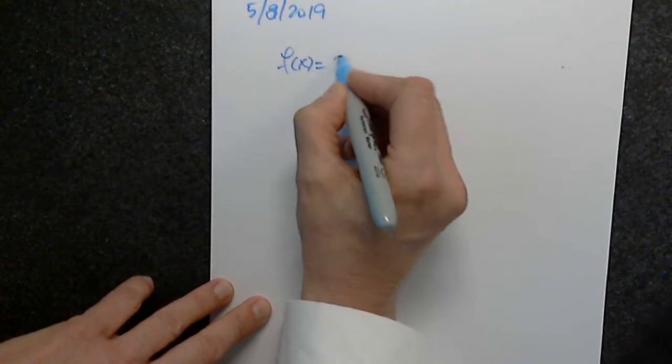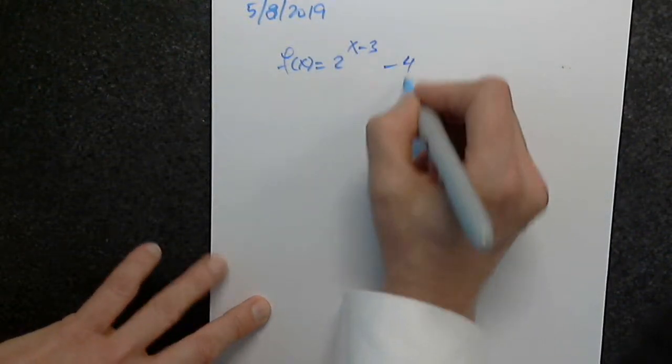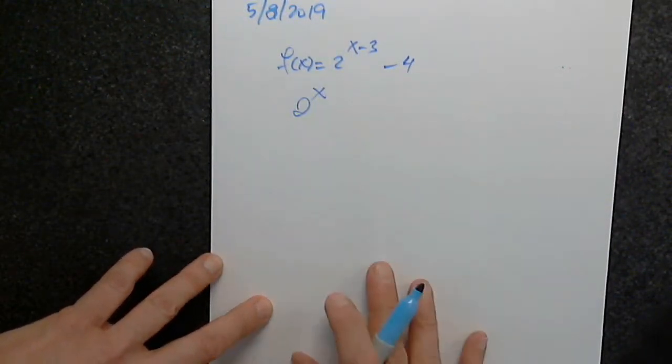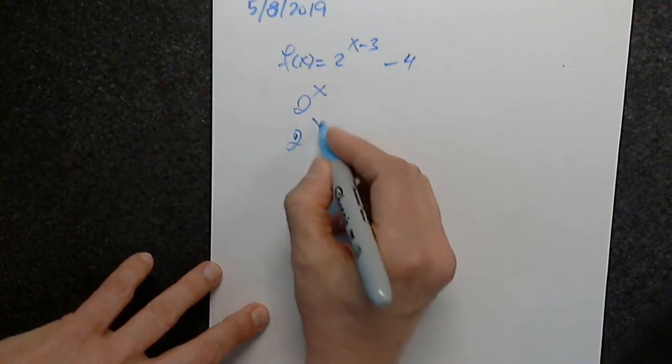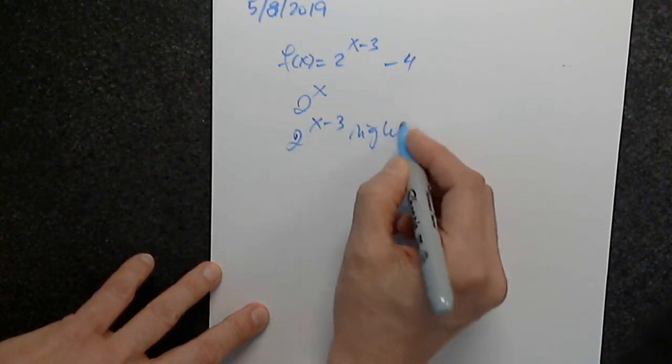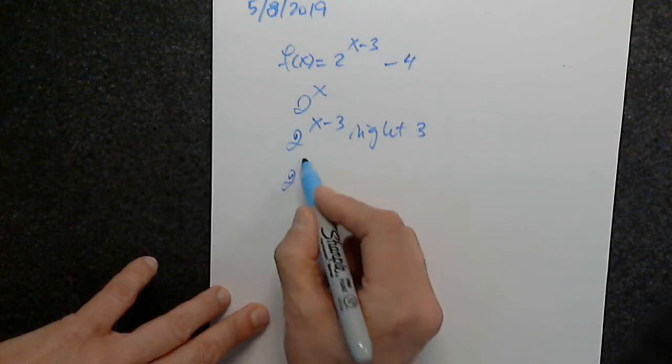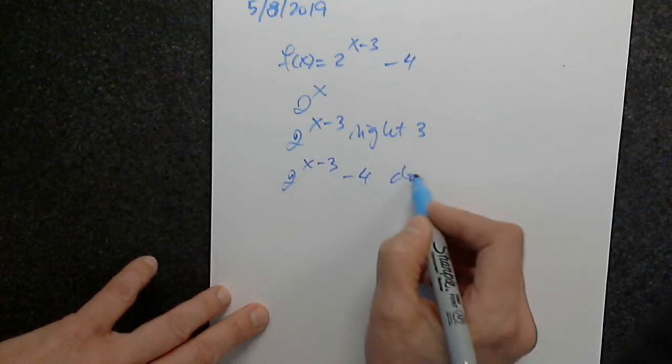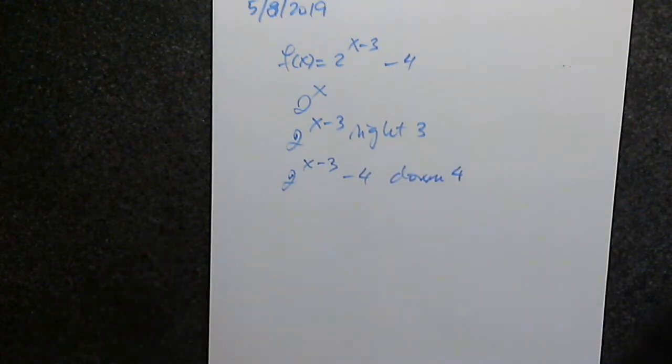So f of x equals 2 to the x minus 3, minus 4. The base function is 2 to the x. Then 2 to the x minus 3 is a right 3. And then 2 to the x minus 3 minus 4 is down 4. Is this okay so far?